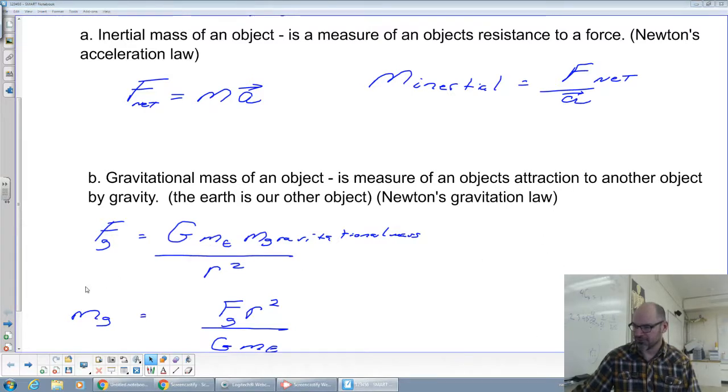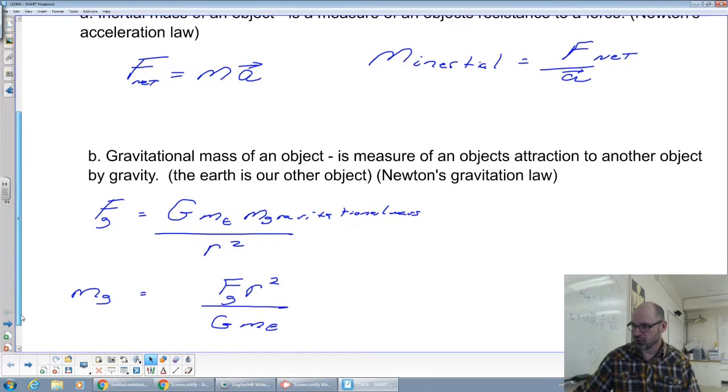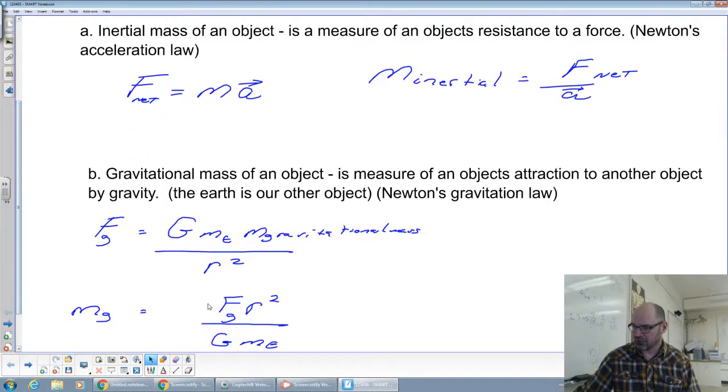So that's the first thing we wanted to do, looking at those two different types of masses. Are we going to be using these two formulas? Not really, but we just need to know the difference between the two.